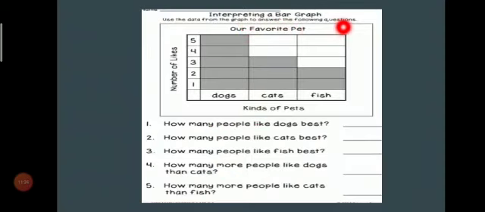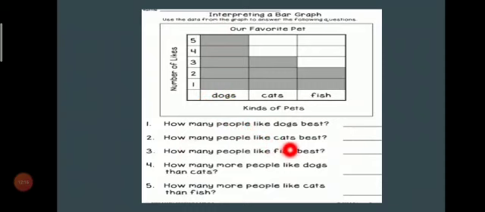Interpreting a bar graph. Use the data from the graph to answer the following questions. Our favorite pet, number of likes. Dog, 5 persons like dogs. Cat, 3 like cats. Fish, 2. Now this is also a vertical bar graph. Look at here, the bars are vertical, like we did in the previous question. How many people like dogs best? Look at here, count 5. 5 bars are colored. It means 5 people like dogs best.